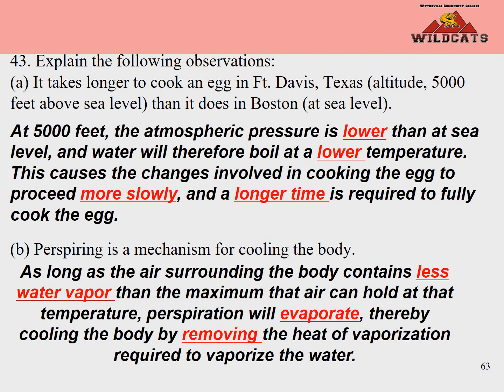So here's an interesting one. It takes longer to cook an egg in Fort Davis, Texas, altitude 5,000 feet above sea level, than it does in Boston at sea level. Well, at 5,000 feet, the atmospheric pressure is lower, and so the water is going to boil at a lower temperature, which means it's not going to give as much energy to the egg as quickly, so it's going to cook slowly and for a longer time.